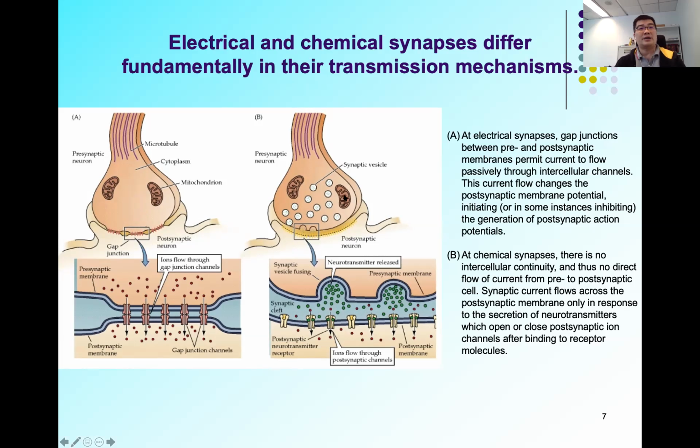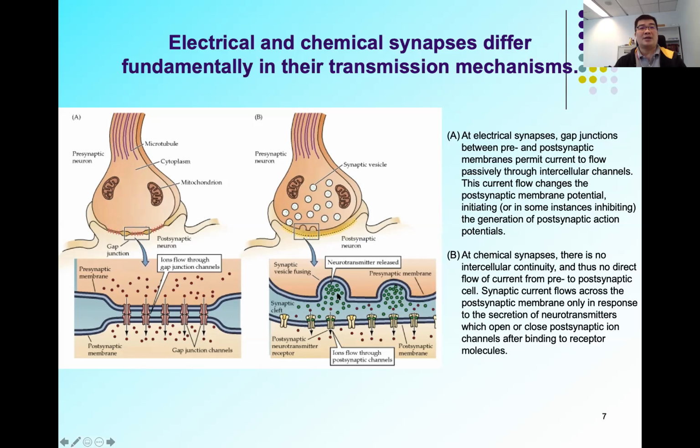Whereas the chemical synapse is a bit different: there are no intercellular connections, so no channels connecting them together. There are proteins that hold them together, but there are no direct connections. There are proteins outside that link them together. We'll talk more about that later.